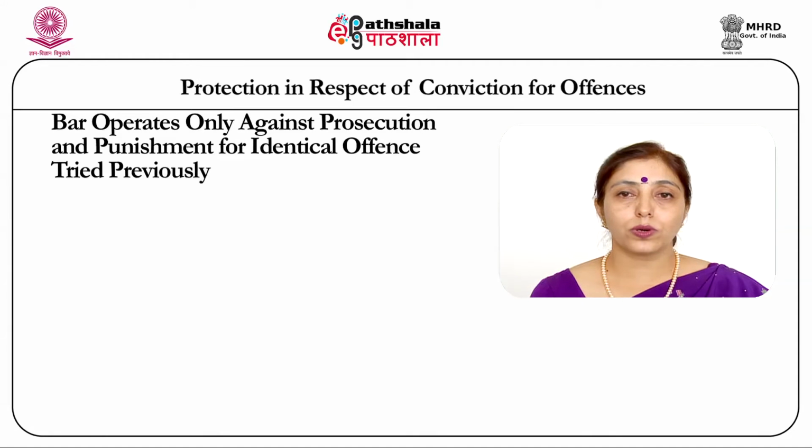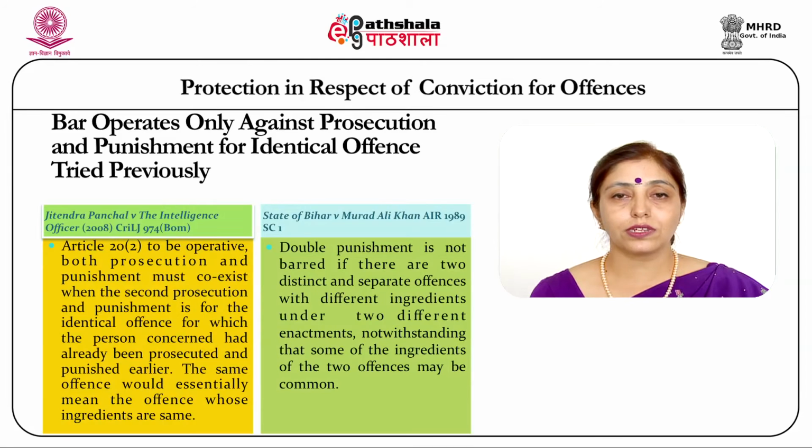The Bombay High Court has, however, further observed in Jitendra Panchal versus the Intelligence Officer in the year 2008 that for Article 20, Clause 2 to be operative, both prosecution and punishment must coexist when the second prosecution and punishment is for the identical offence for which the person concerned had already been prosecuted and punished earlier. The same offence would essentially mean the offence whose ingredients are the same. Double punishment is not barred if there are two distinct and separate offences with different ingredients under two different enactments, notwithstanding that some of the ingredients of the two offences may be common. This was held by the Supreme Court in the case of State of Bihar versus Murad Ali Khan in 1989.